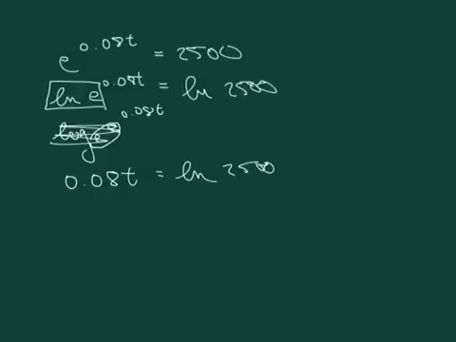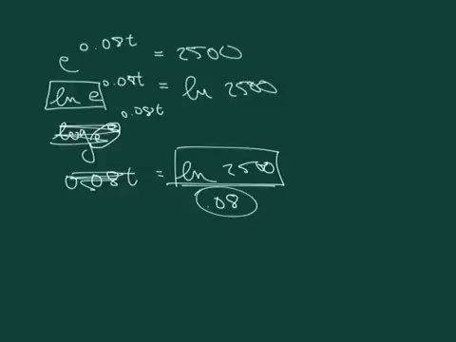Divide by 0.08, which gets rid of that. Then I can take the natural logarithm of 2500, divide it by 0.08, and I get approximately 97.8. That means that t is 97.8. So if I take 97.8 times 0.08, I get a number, and if I take e to that number, that's going to give me 2500. All right, let's jump to example 5.